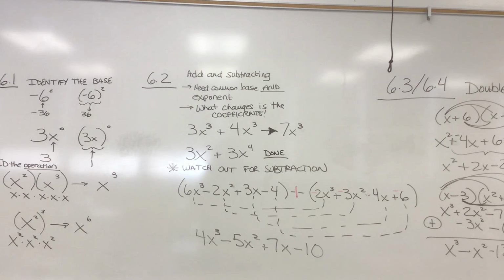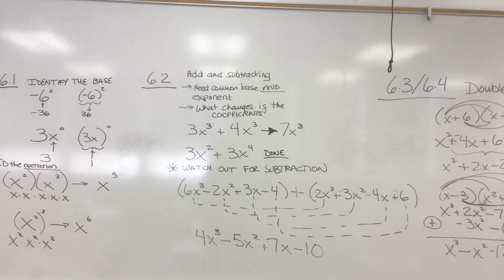Okay, this is our review for section 6.2. Again, chapter 6 is exponents, and now we are working with adding and subtracting polynomials, which simply means we're adding and subtracting different terms that are going to have probably different exponents and maybe different bases. So we have to see what we can and what we can't add or subtract.